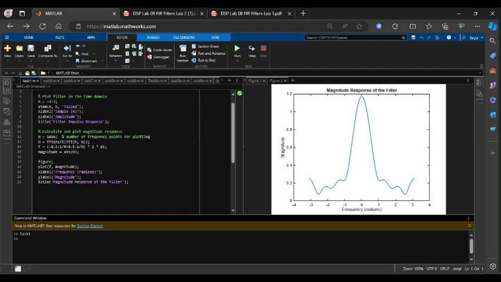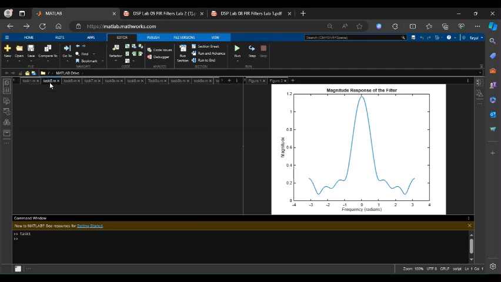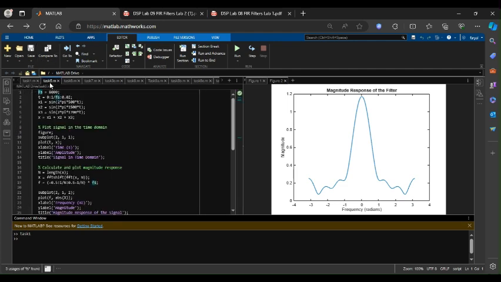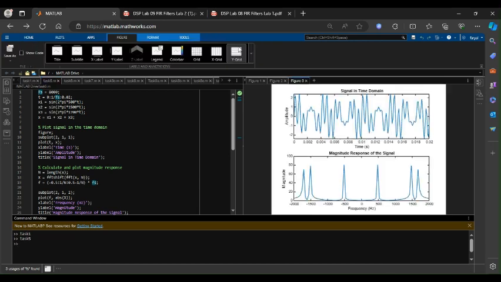Moving towards task 1 part B, that is the use of Hamming, Hanning and Blackman windows to give filter coefficients and plotting their magnitude responses. As we know, the Hamming window offers a good trade-off between main lobe width and side lobe attenuation. It provides reasonable side lobe suppression, which can also reduce leakage effects in spectral analysis. Moving towards the Hanning window, the Hanning is similar to Hamming but offers improved side lobe suppression at the cost of a slightly wider main lobe.